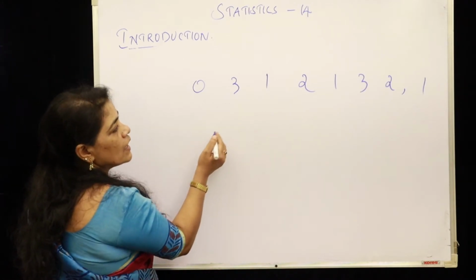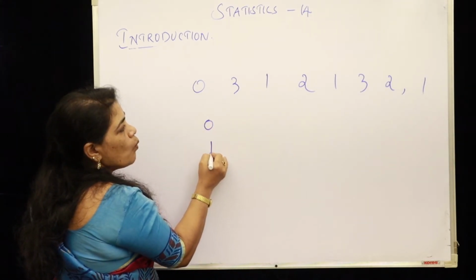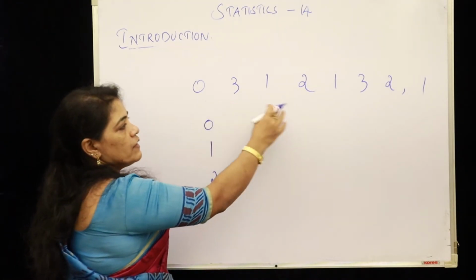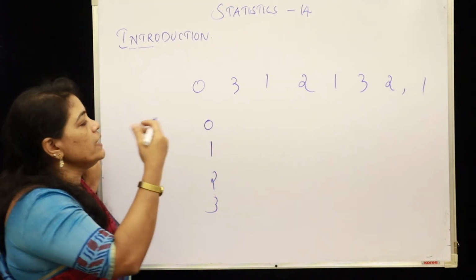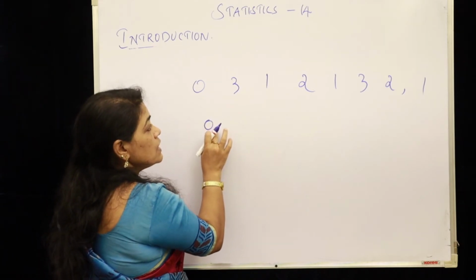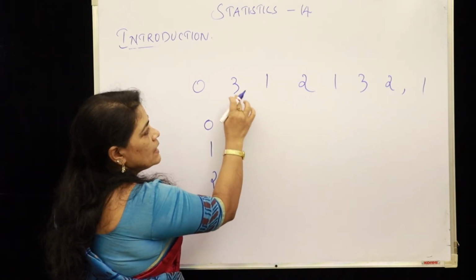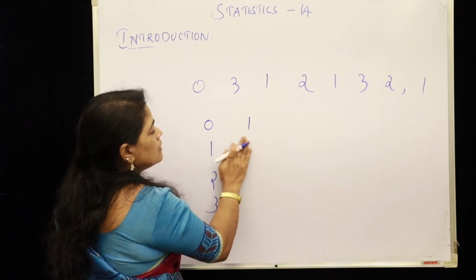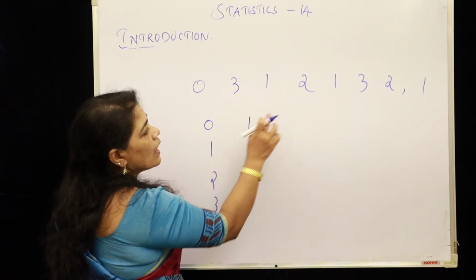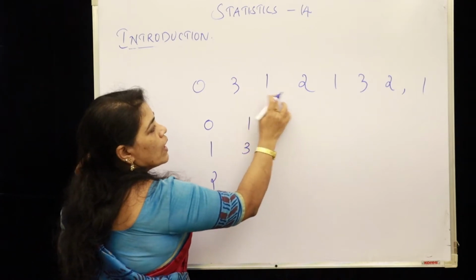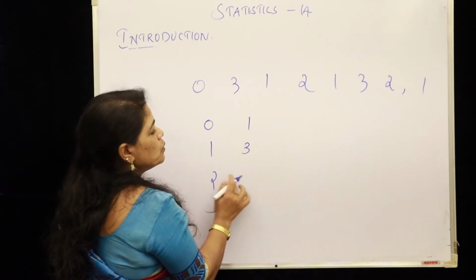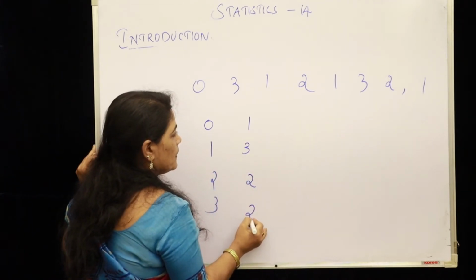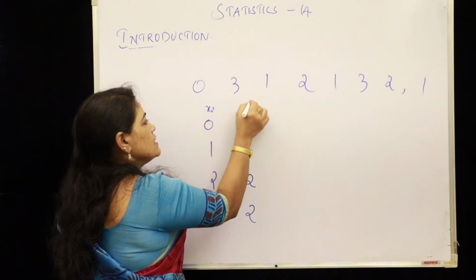So here we are talking about 0, 1, 2, 3. In this data, how many times does each occur? 0 occurs only one time, 3 occurs 2 times, and 1 occurs 3 times: 1, 2, 3. And 2 occurs 2 times. Okay, so here this is the frequency.